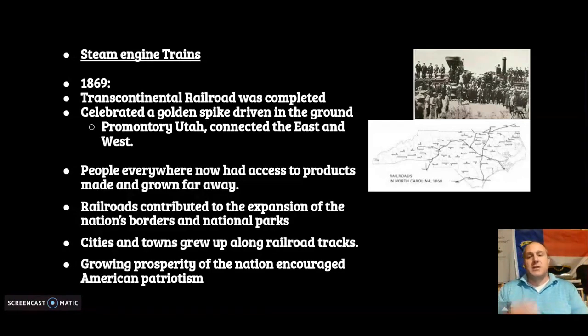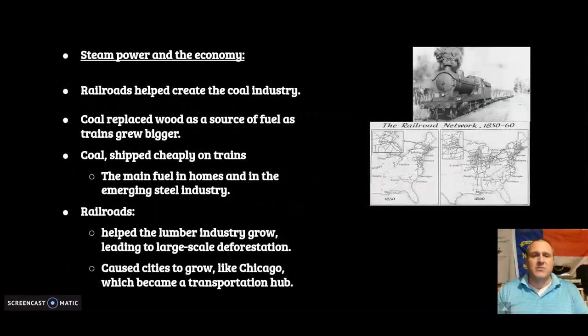So in Promontory, Utah, the East and the West are finally connected, as you can see in that picture right there. They celebrate it with a golden spike. Parades and cheers erupt across the United States, and everybody celebrates now that the East and the West have met. So now people everywhere across the United States have access to products made from far distances away. The railroads contribute to things like the expansion of the borders, especially in the southwestern part of the United States, right? With that Gadsden Purchase down there, purchased for the Transcontinental Railroad. So now we can expand the United States. Our National Park Service just goes crazy because of the railroads, because now everybody from the east can travel out west and see all those beautiful lands. Cities and towns are just booming up, boom towns along the railroad tracks. Prosperity in the nation, and a really big love of patriotism for the United States.